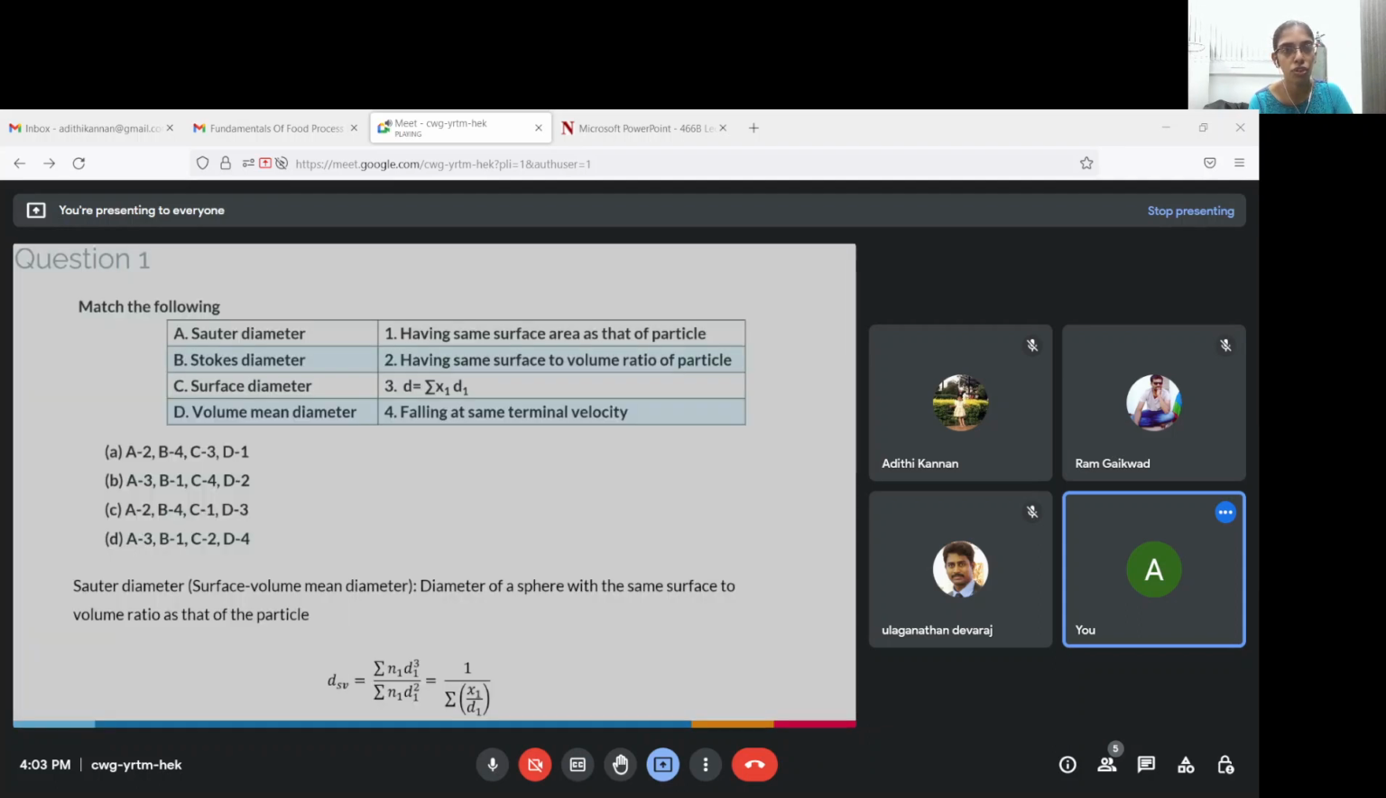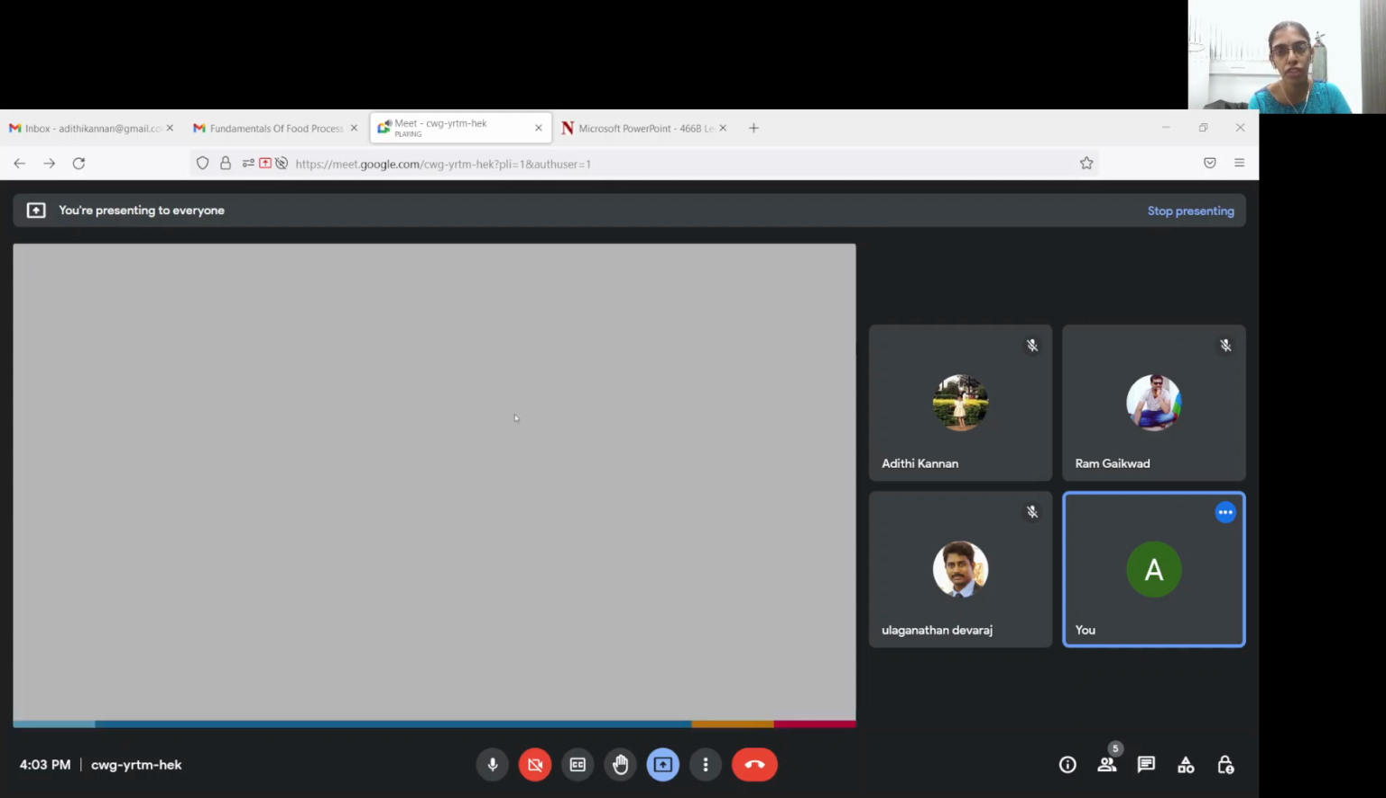So if you look at match the following, Sauter diameter is the one that has the same surface to volume ratio. Stokes diameter has the same terminal velocity. Surface diameter has the same surface area, and volume mean diameter will have the same volume as that of the particle and can be given by d is equal to summation of x1 d1.